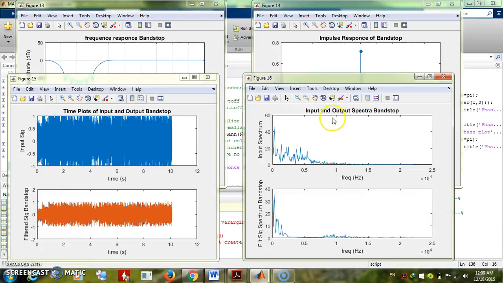This one is also the input and output spectra of the bandstop filter. The top one is the input and the bottom one is the output spectrum. For those in the range of the cutoff frequency, it can be seen that it is closer to 0, and for those out of range, it has higher amplitude than those in the range.